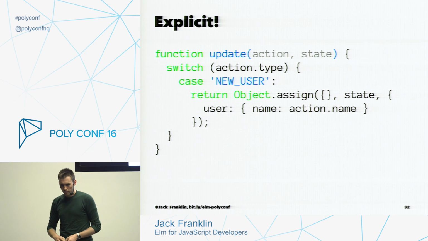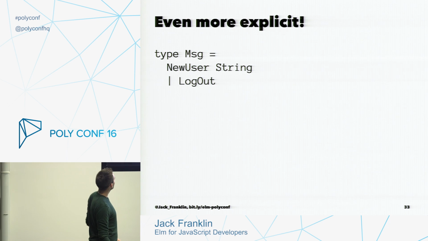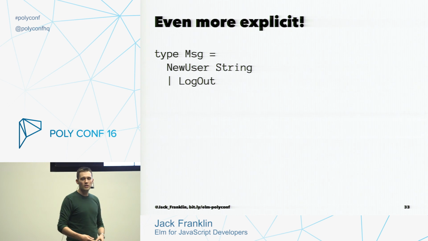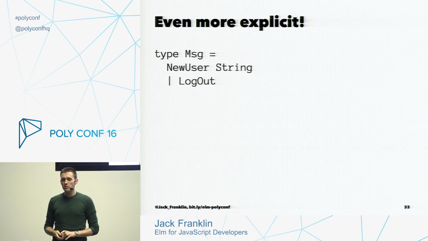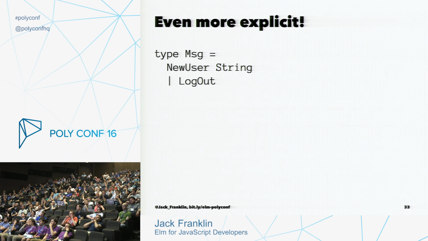But again, if we were working in a brand new language, how would we model this? We could instead define a type called message, or MSG for short, that is either a new user that comes with a string, which is the username, or it's a logout operation. So you can either log in as a user, or you can log out. And then you can be even more explicit because the compiler won't let you not be.